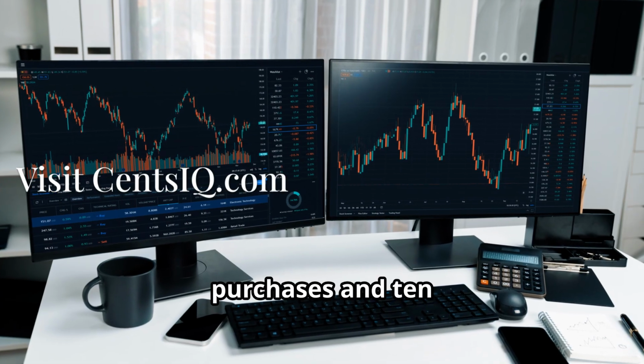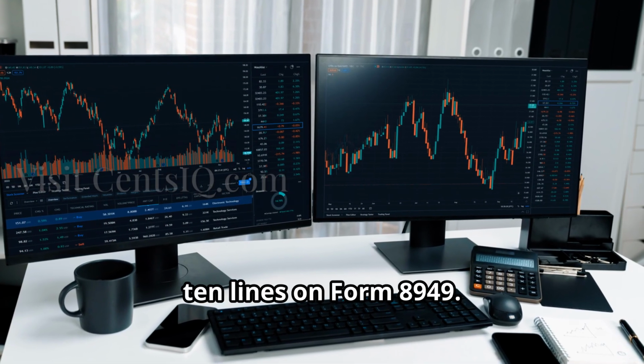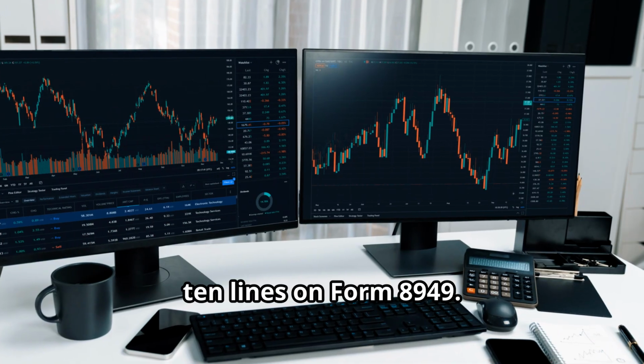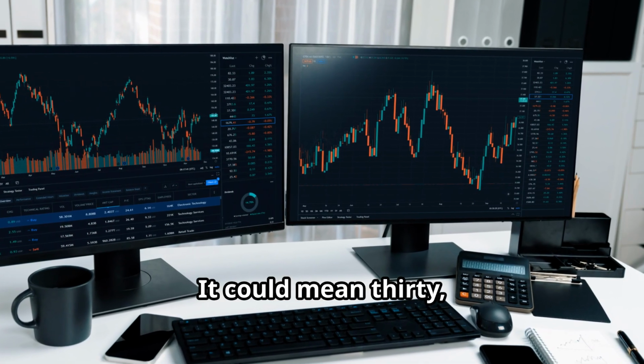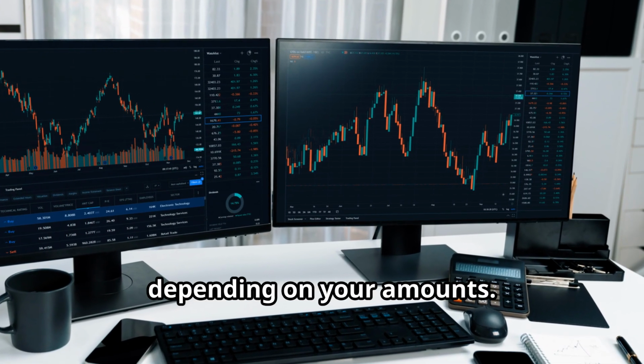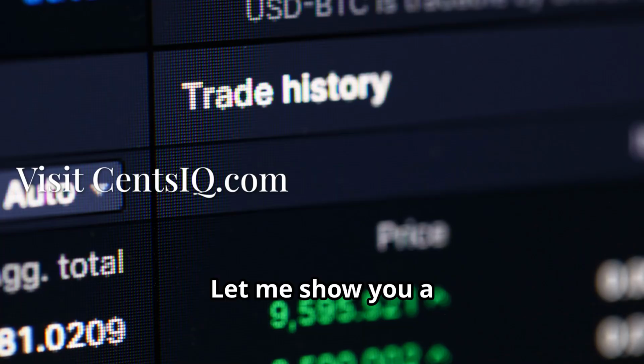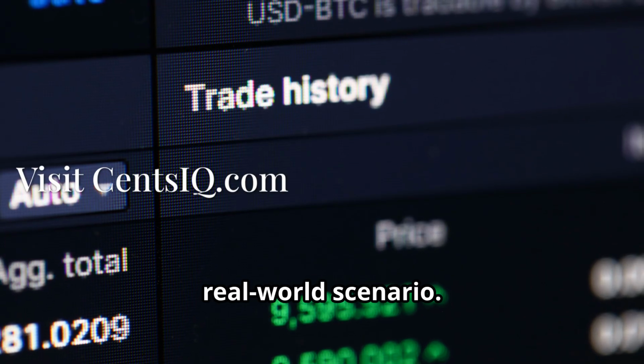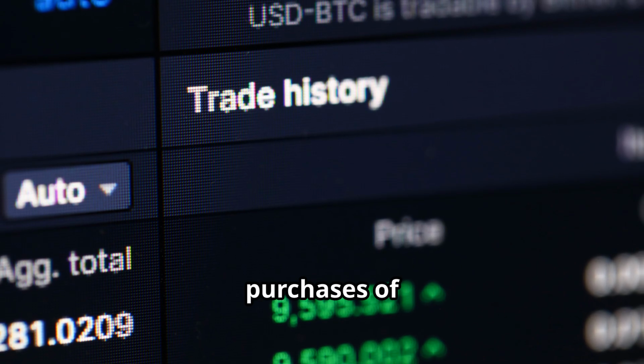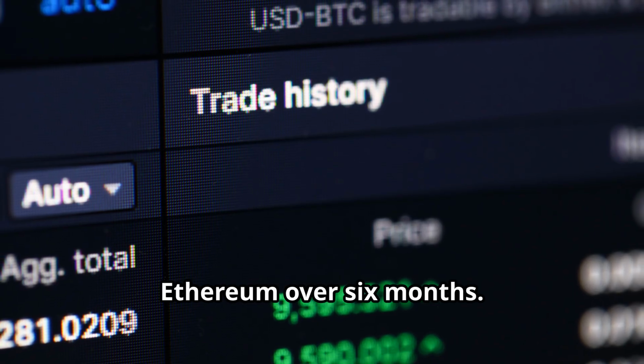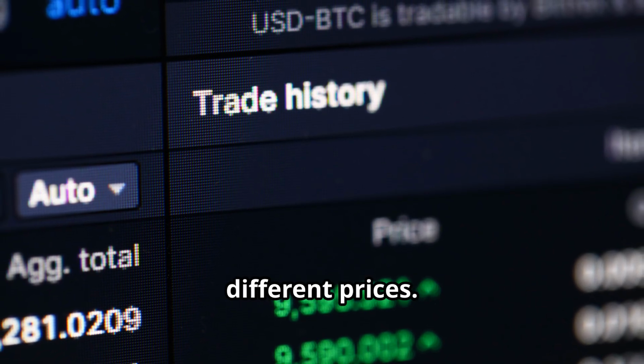This is why 50 purchases and 10 sales doesn't mean 10 lines on Form 8949. It could mean 30, 40, even 50 lines, depending on your amounts. Let me show you a more complex real-world scenario. You made 50 purchases of Ethereum over 6 months. Each purchase was different amounts at different prices.